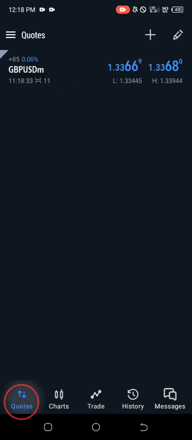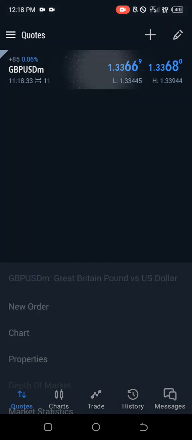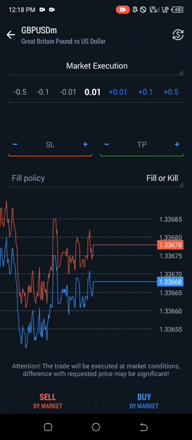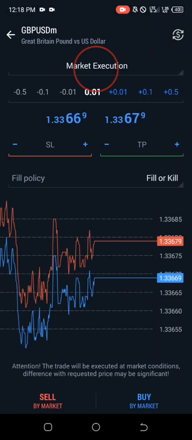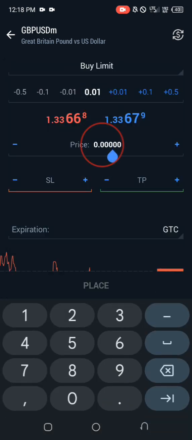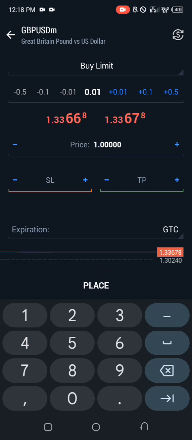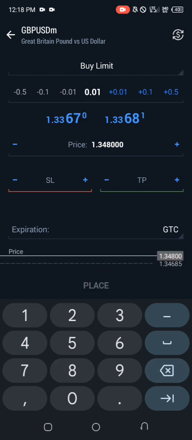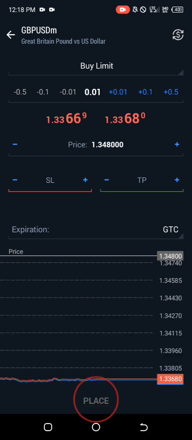So now let's go back to quotes, then click on GBP, go back to new order. So here, let's change it to buy limit. So this is buy limit again. When you input a price that is higher than the current market price, that is higher than 1.3366, let's say 1.348, you can see this is higher, then you cannot place a trade. You can see the place is not showing.